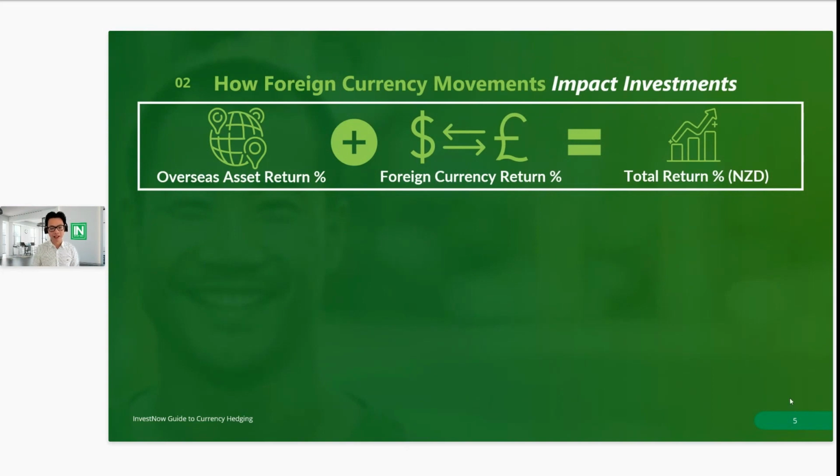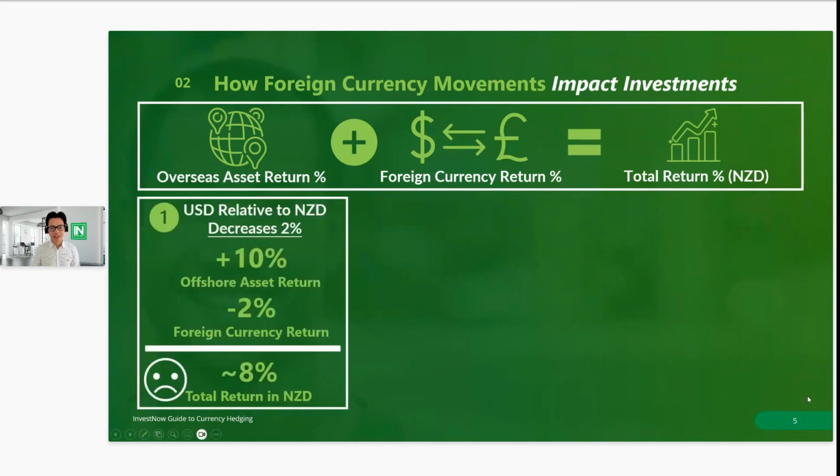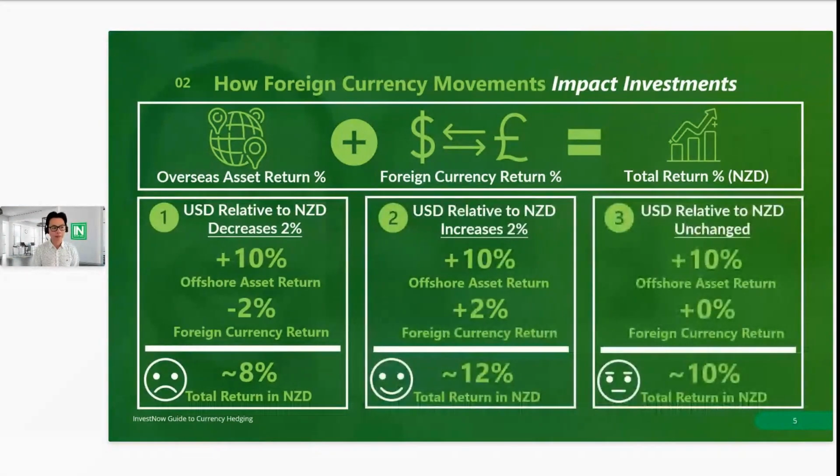So we've got a 10% return from our S&P 500. If the USD were to decrease in scenario one by 2%, our overall return in New Zealand dollar terms goes to 8%, because we have the 10% from the S&P and a 2% drag on our return due to the foreign currency. Conversely, if the USD relative to the New Zealand dollar increases by 2%, our original 10% S&P return gets boosted by 2%, giving us an overall return in New Zealand dollar terms of 12%. And if there is no foreign currency return in scenario three, then our return in New Zealand dollar terms just matches the offshore return, so the S&P.